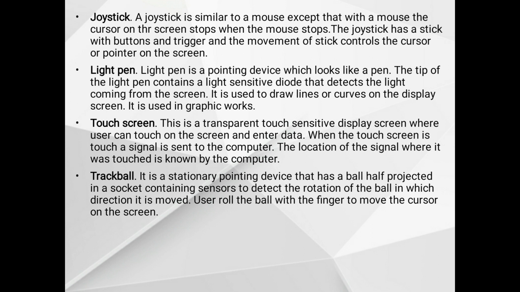Now you have a trackball. Now trackball looks like an inverted mechanical mouse. In a mechanical mouse you have the roller ball, right? So when you invert that mechanical mouse, a trackball looks like that. So it is actually a stationary pointing device, where a ball is half projected inside a socket. It contains sensors to detect the rotation of the ball. So when you move the ball with your fingers, forward or backward or left or right, the cursor also moves along with the ball.